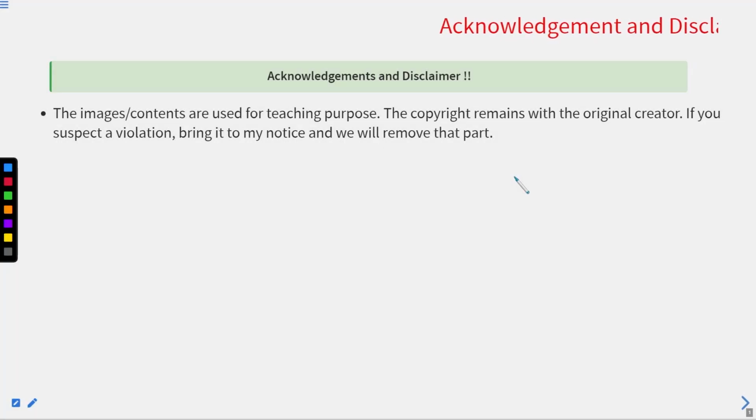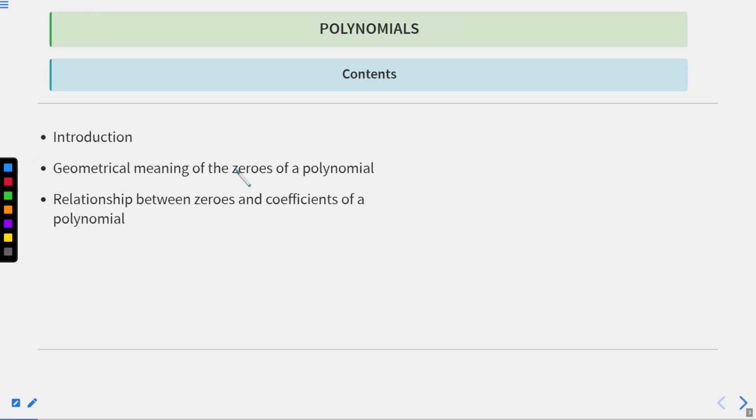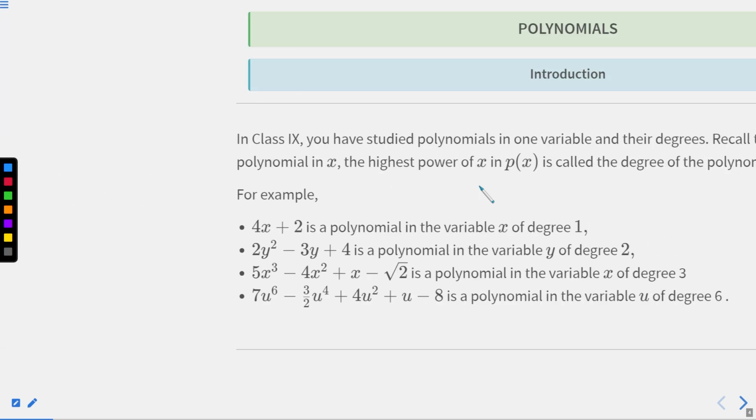Hello students, welcome to this lecture 1 on polynomials. In today's lecture, we will introduce polynomials. Then we'll discuss the geometrical meaning of the zeros of a polynomial, and then the relationship between zeros and coefficients of a polynomial. Okay, so let's get started.